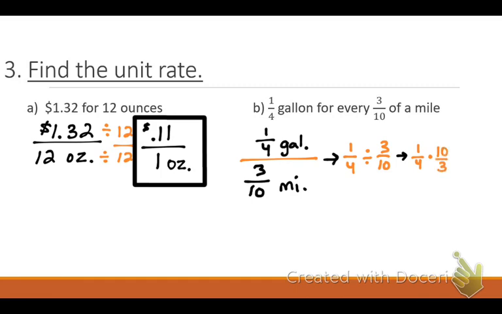When we do that, is there anything I can cross reduce? Yes. Nehemiah, what do I cross-reduce? The 4 and 10. What do they become? A 2 and a 5. When you multiply that out, guys, what do you get?